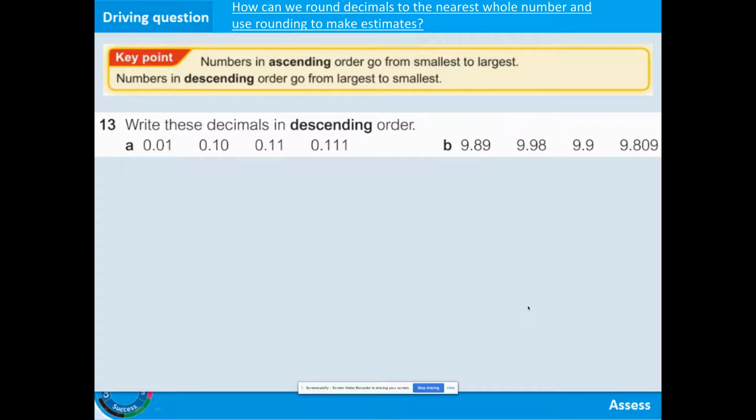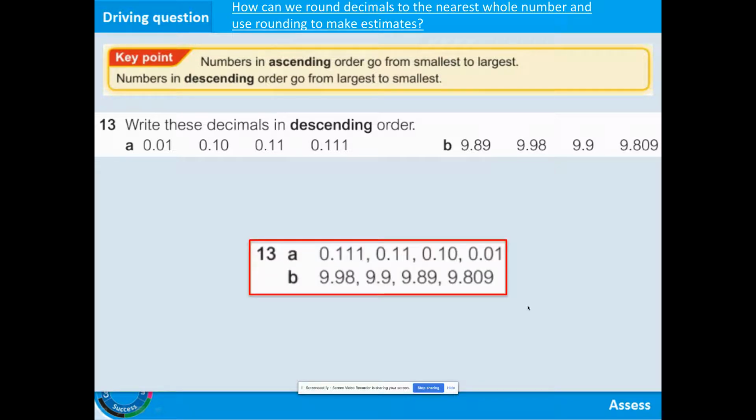Okay, let's look at the answers. 13A, you should have 0.111 and then 0.11 and then 0.10 and finally 0.01. You're going from the biggest to the smallest, descending order. Part B, 9.98, 9.9, 9.89, 9.809.